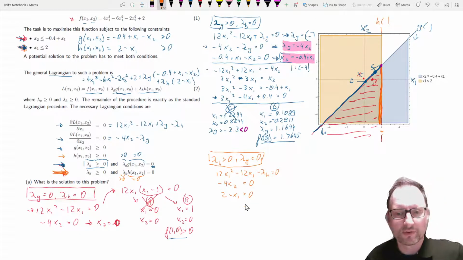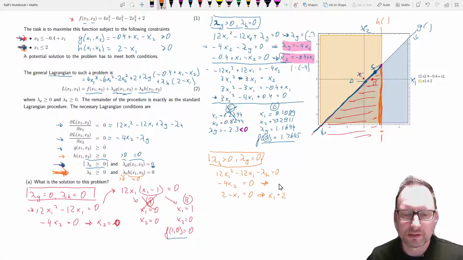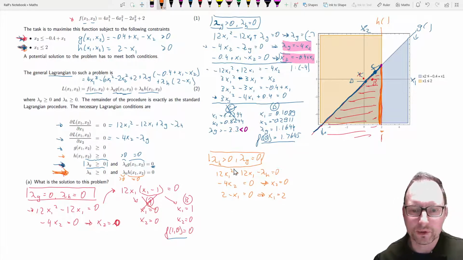So this solves very easily, because as you can see, we get from here that x1 has to be equal to 2. That is not a surprise, because we said we are looking on the orange boundary, and everywhere on this boundary x1 is equal to 2. What about x2? Well, from this here we get that x2 has to be equal to 0. So we have our point, let's call it point E. That is at x1 is equal to 2, x2 is equal to 0.